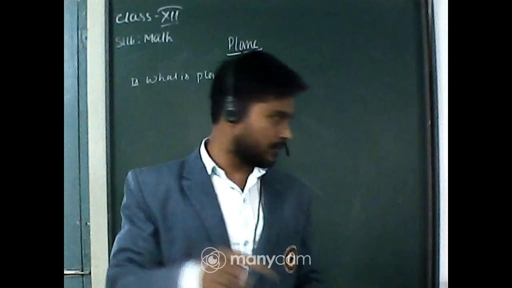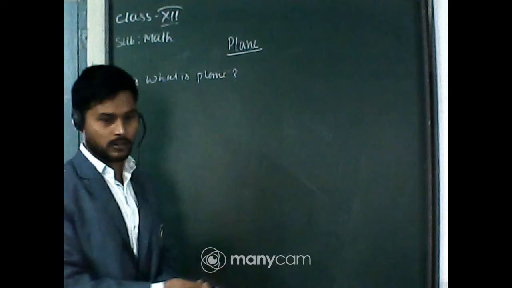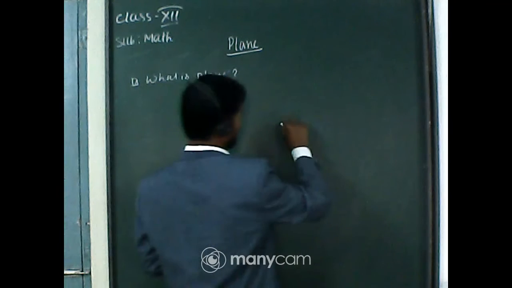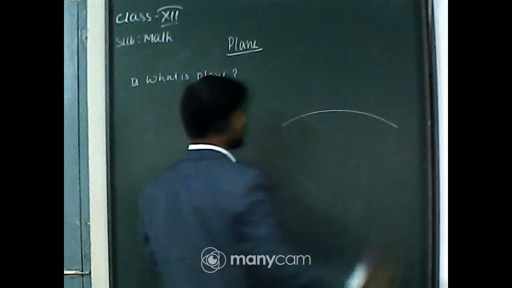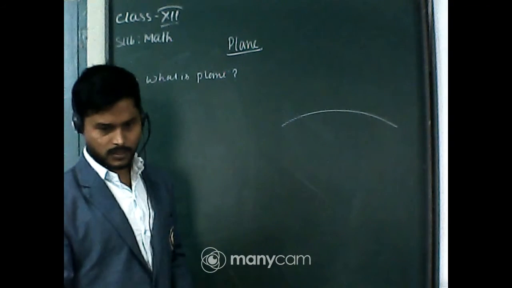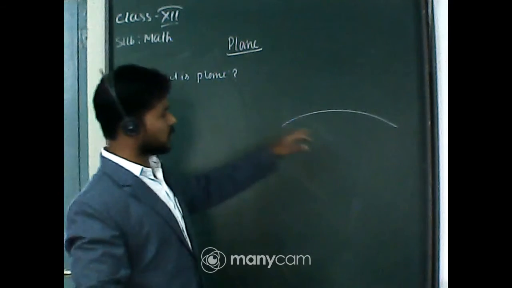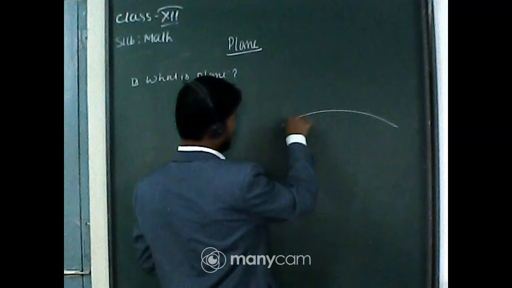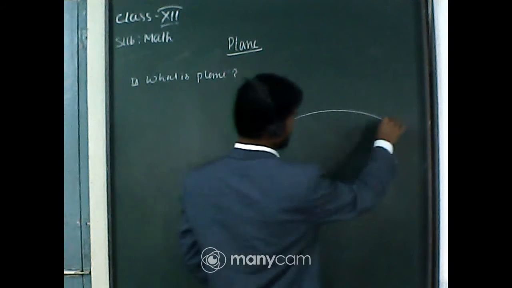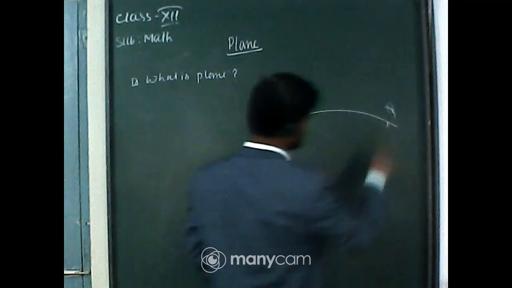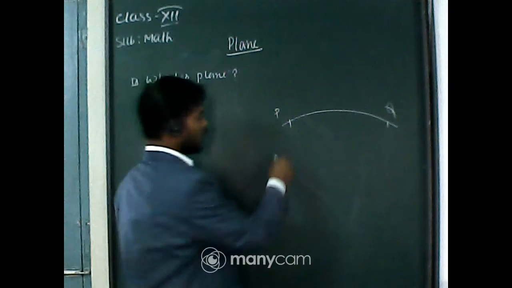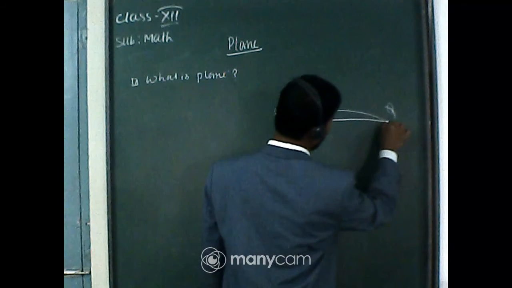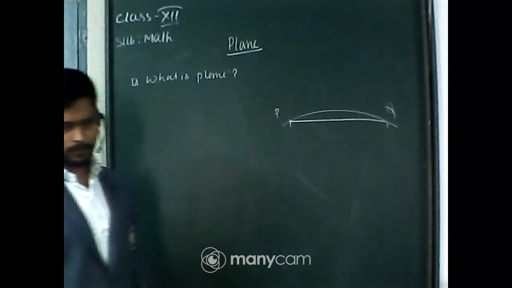Okay, I'm giving you the definition of plane, the concept of plane. Suppose there is a surface. A surface may be a plane surface or a curved surface. Let's take 2 points, one point is P and one point is Q. Now join the points P and Q by a straight line.